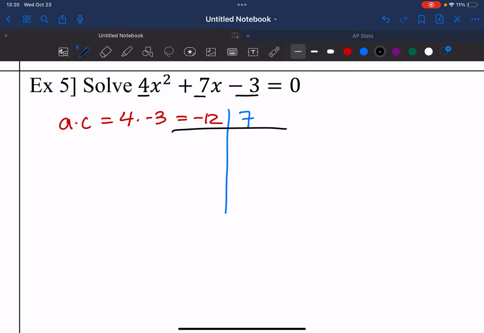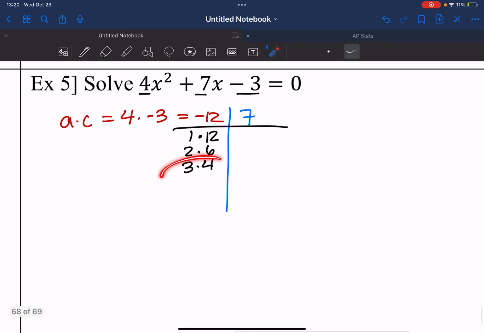So I need two numbers that multiply to negative 12 but add to 7. And if we can't think of this off the top of our head, we can write out all the factors of 12. So we have 1 times 12, 2 times 6, and 3 times 4. Well, 3 times 4 seems like it would be a good choice because if we add that together, we would get 7. However, if we were to multiply this together, we would get a positive 12 and not a negative 12. So what this infers is that this equation is non-factorable.